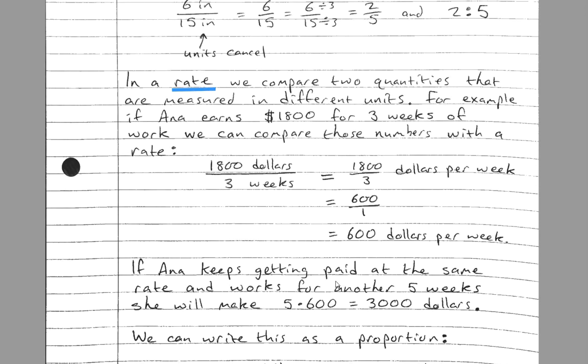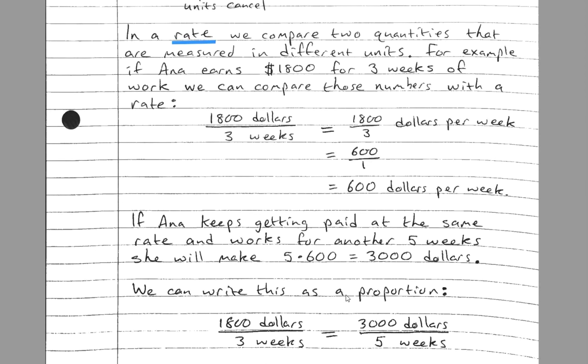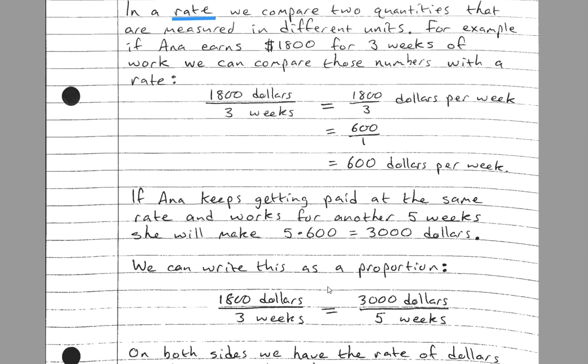If Anna keeps getting paid at the same rate and works for another 5 weeks, then she'll make, well, 5 times 600, that's $3,000. And now we can connect this with what we were doing earlier in the chapter. So we're really getting a proportion.